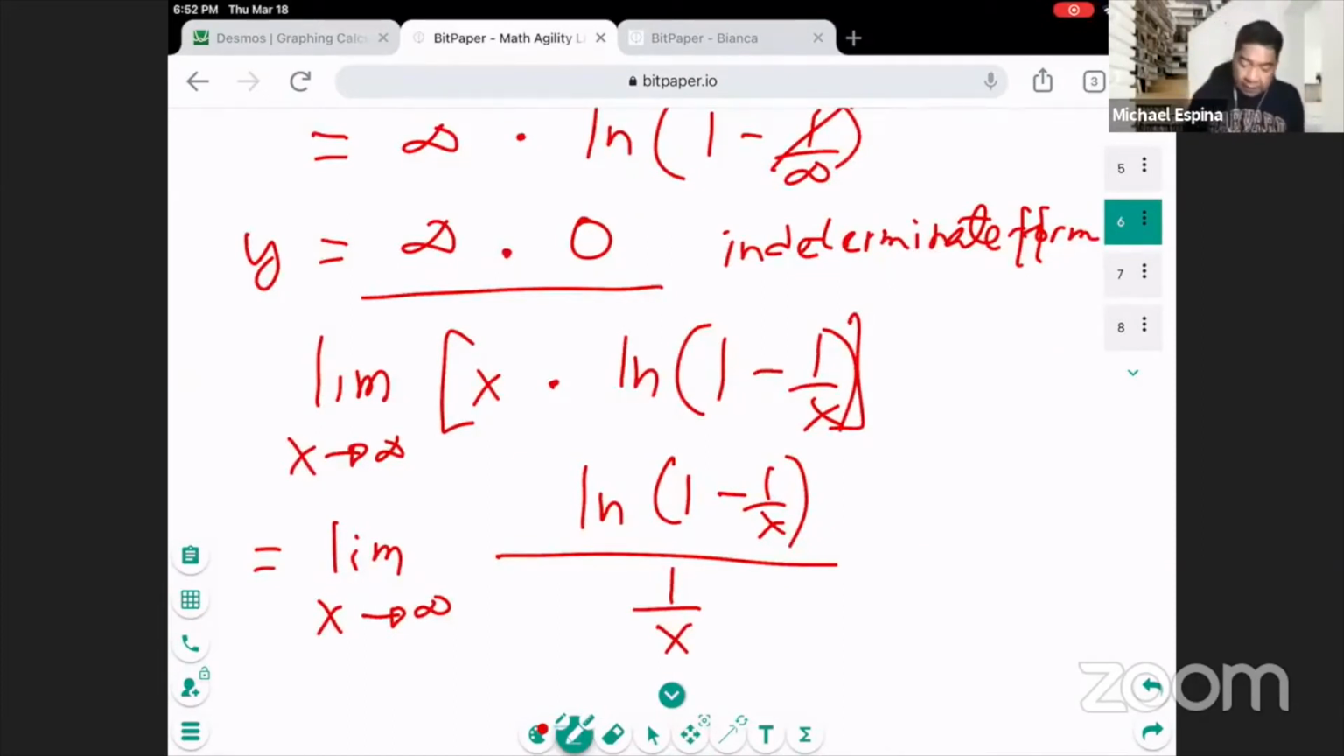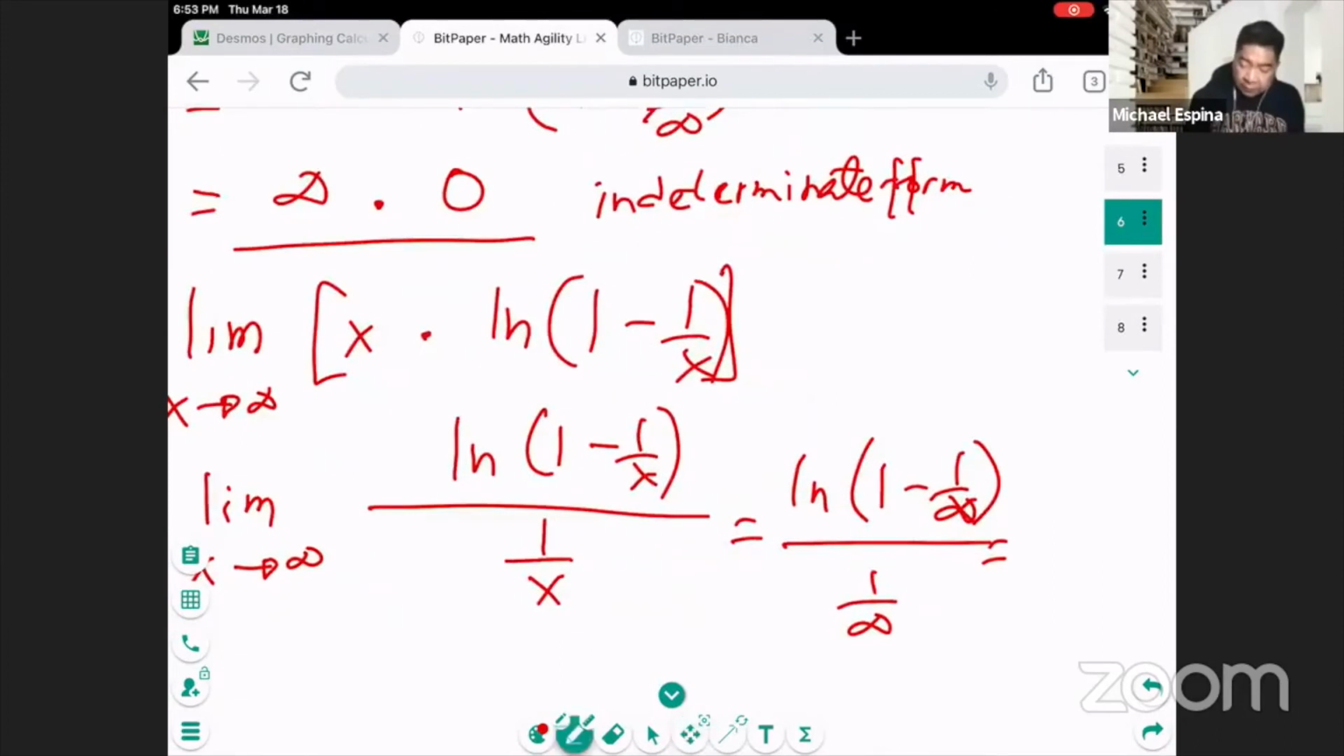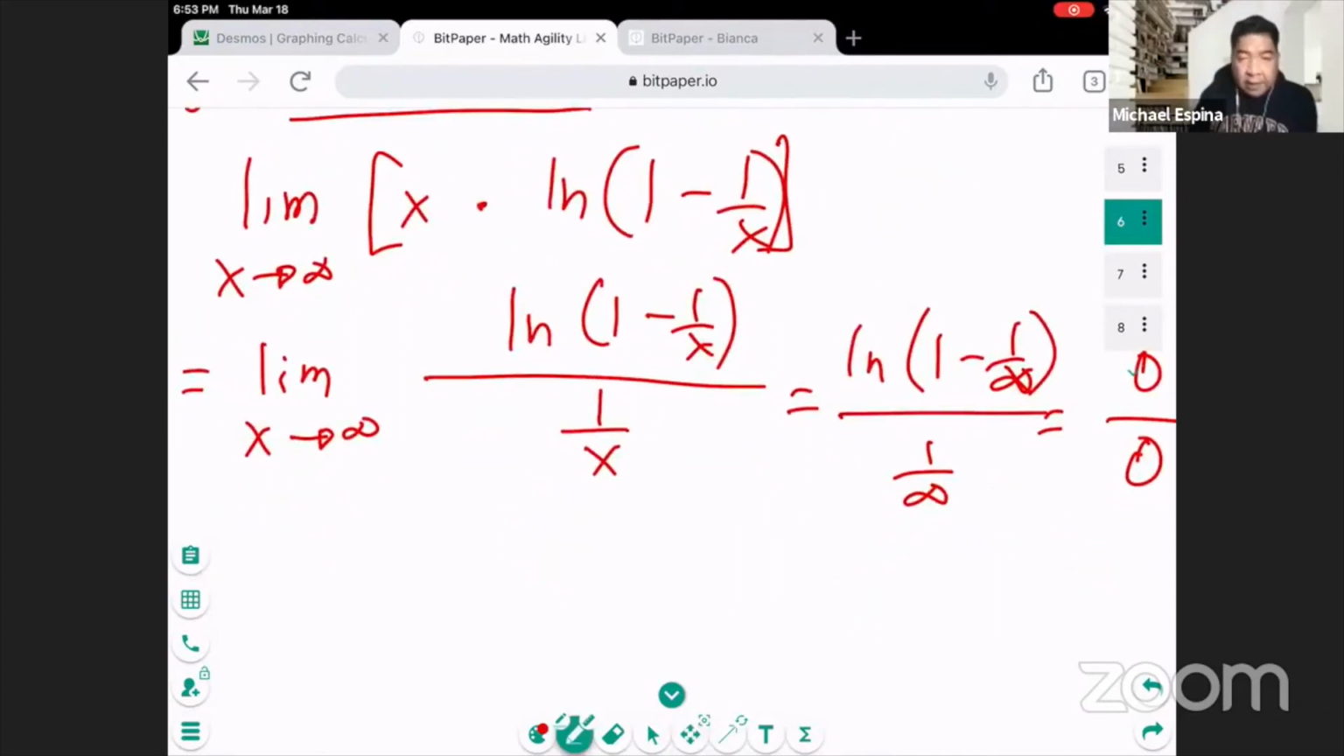Again, let's take the limit of this. ln of (1 minus 1 over infinity) over 1 over infinity. 1 over infinity is 0, and ln of 1 is also 0. So again, this is an indeterminate form. If we're doing L'Hopital's rule, we just continue with the differentiation method on the numerator and the denominator separately. That's the rule of L'Hopital's rule.